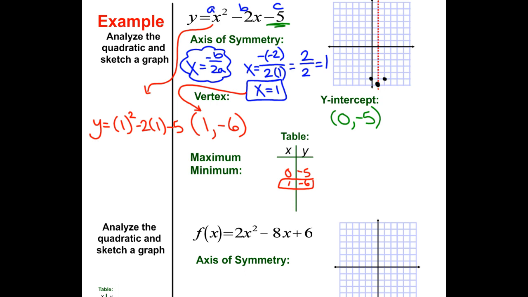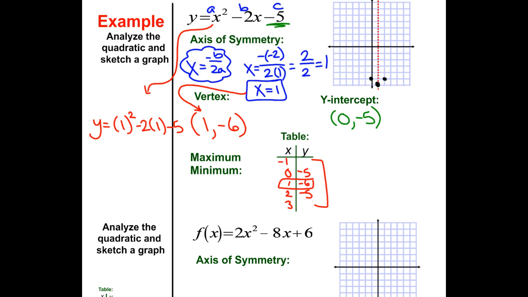And again, like I said, if I go down 1, I'm also going to go up 1, so it's going to be 2. And we already figured out that is negative 5 as well. So now I need to figure out really one more point, because if I go to negative 1 and 3, those two are going to be the same. They should be the same if I found my vertex correct.